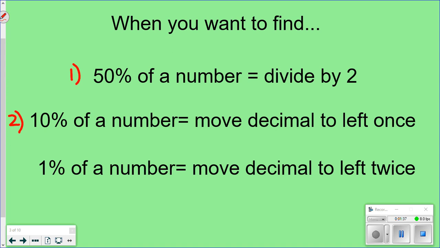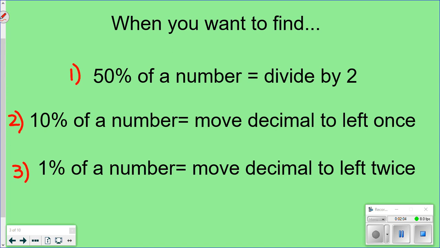Finding 10% of a number opens many doors. You can find 30%, 40%, 15%, 5%. You can find a lot of things from 10%. And to do that, you take your decimal and you move it left once in your number. And then the third one is finding 1%. This one's not used so much. I think the ones we stick with most are 50 and 10. But to find 1% of a number, you move your decimal to the left twice.